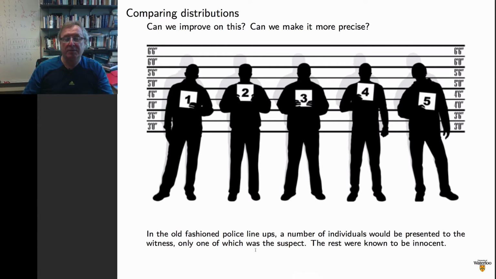In old-fashioned police lineups, you'd be presented with a number of people, of which one was the actual person believed to be the perpetrator. And if that person cannot be picked out from the others, then that's evidence that maybe that person did not commit the crime, or at least the witness could not identify that person.